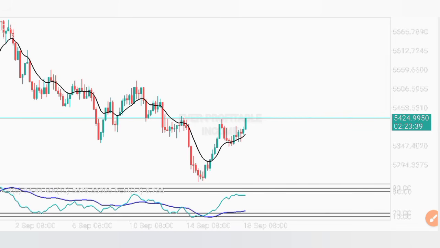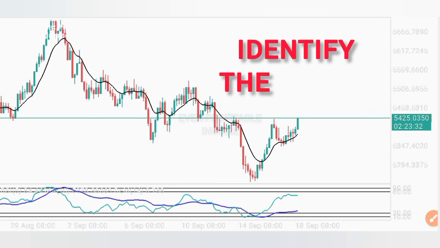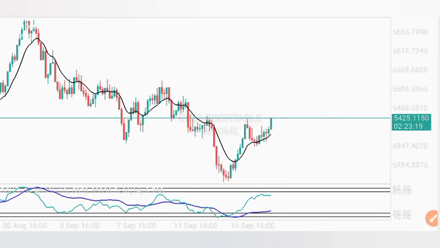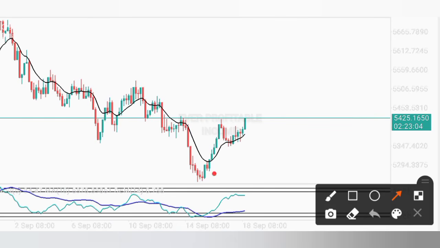Now the first rule to follow using this strategy is to first of all identify the trend. Now this is crash 1000. Crash spikes down, while boom spikes up. So if we're scalping in crash, it means we're going to be buying. So if you want to be buying, you want to be buying when price is trending up and not when price is trending down. That's a very fatal mistake for you to buy when price is trending down.